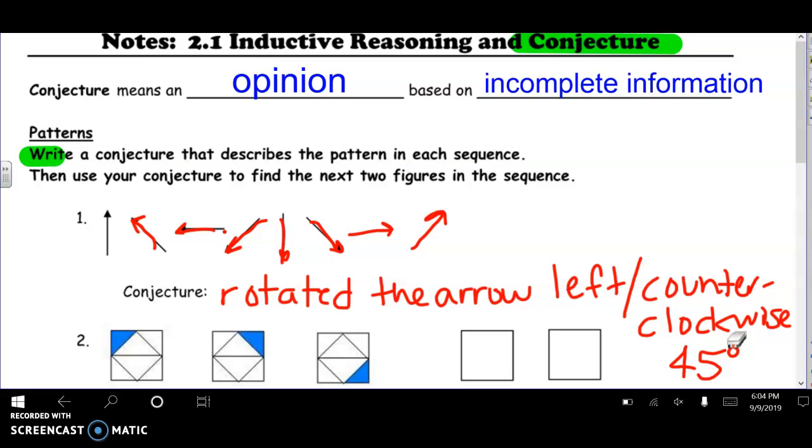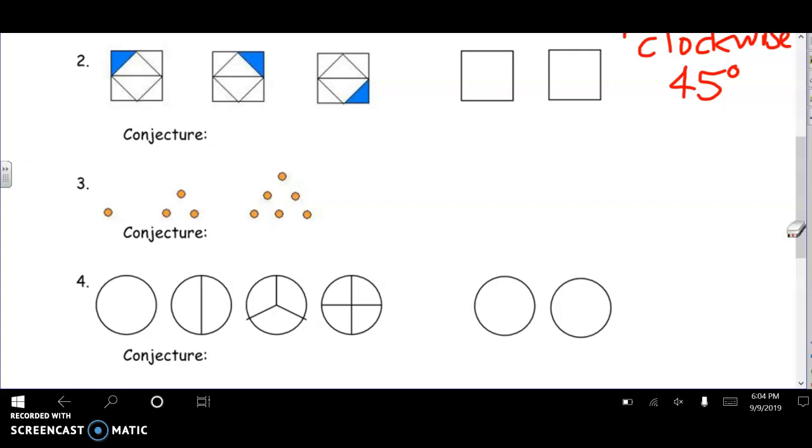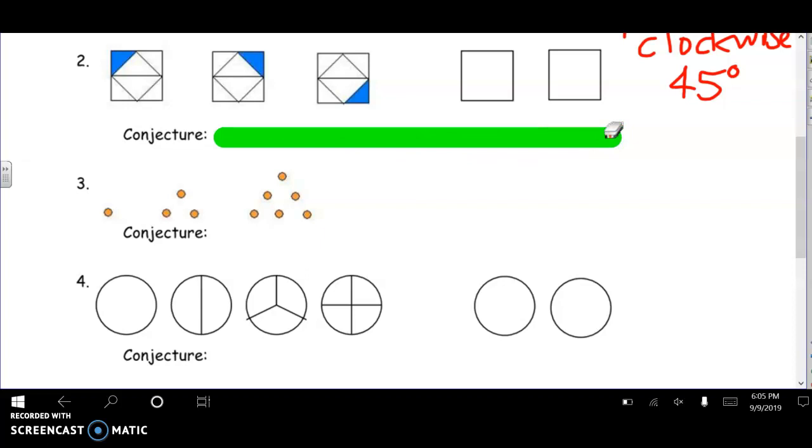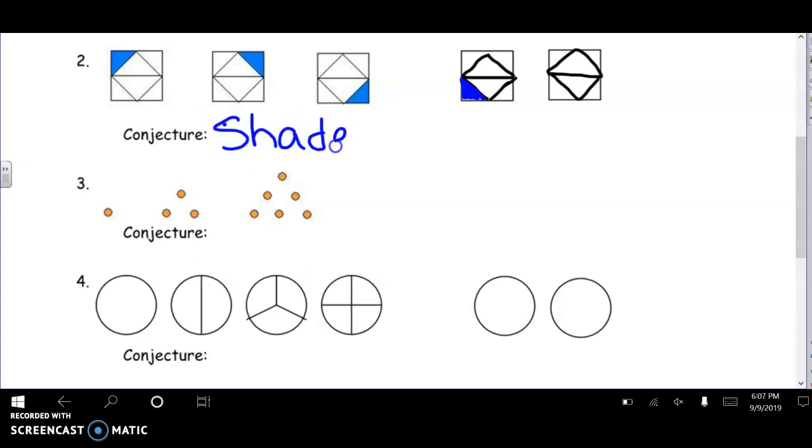Let's look at the next picture. I have a pattern started for me, and in the end, I'm going to try to describe the pattern right here and why I think that's the pattern. Well, the pattern, I don't know. Why don't you pause it and decide what you think the pattern is going to be, and then unpause it and see if we agree or disagree. Did you say something similar to this for the next one? At this point, I feel like the shaded triangle is moving clockwise.